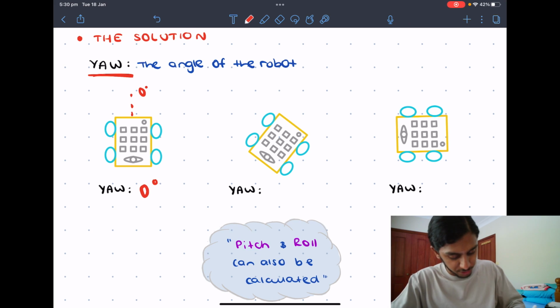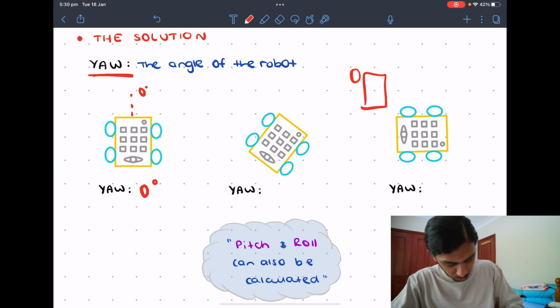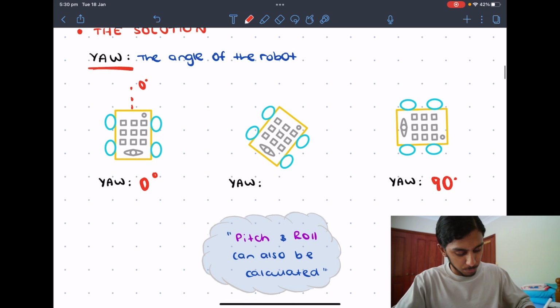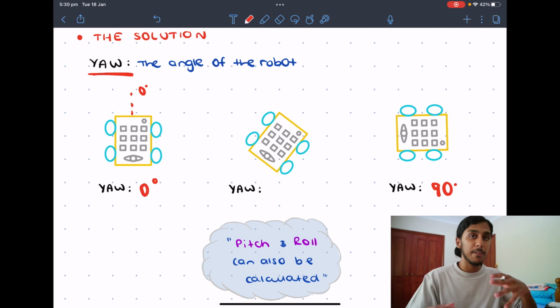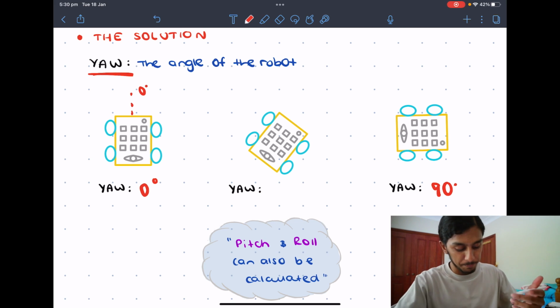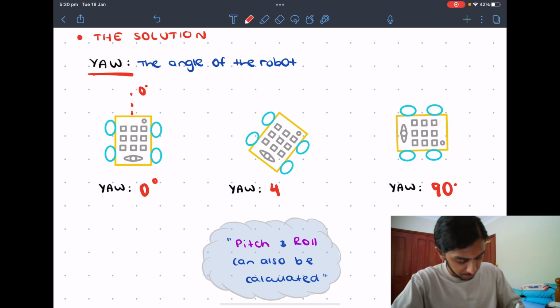Over here, the robot's actually turned. Before it was like this, with the wheels like that. The robot's actually turned about 90 degrees, right? So the yaw angle here would simply be 90 degrees. Now we have this case over here, somewhere in the middle. I haven't calculated this with a protractor or anything, but we can roughly say that the yaw angle here is 45 degrees.